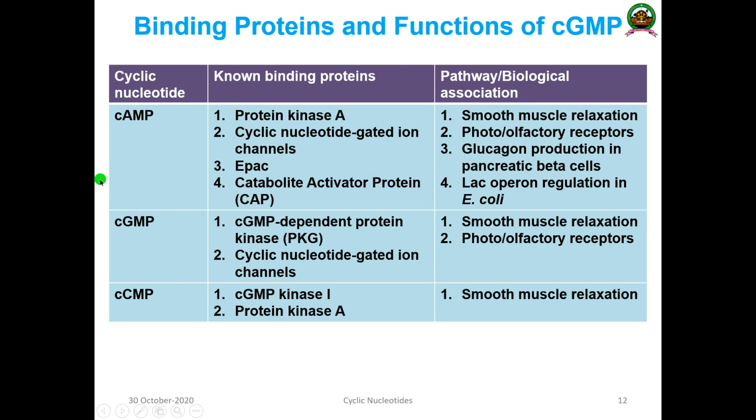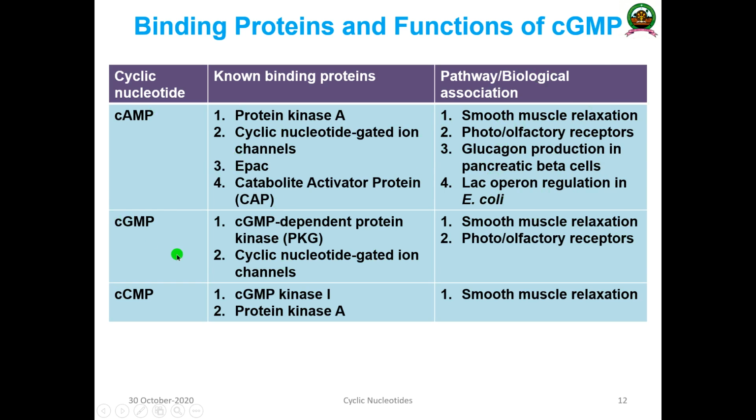For the cyclic AMPs, the main binding proteins are protein kinase A, cyclic nucleotide gated ion channels, and EPAC, that's another important protein, and catabolite activator protein, CAP. So these are the important proteins. The main pathways associated with this are smooth muscle relaxation, photo or olfactory receptors, glucagon production in pancreatic beta cells, and lac operon regulation in E. coli.